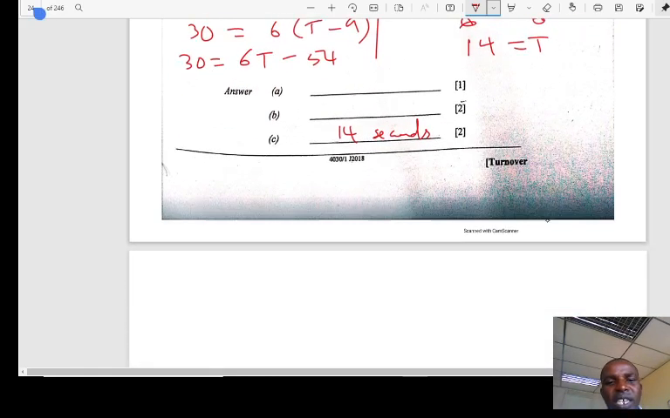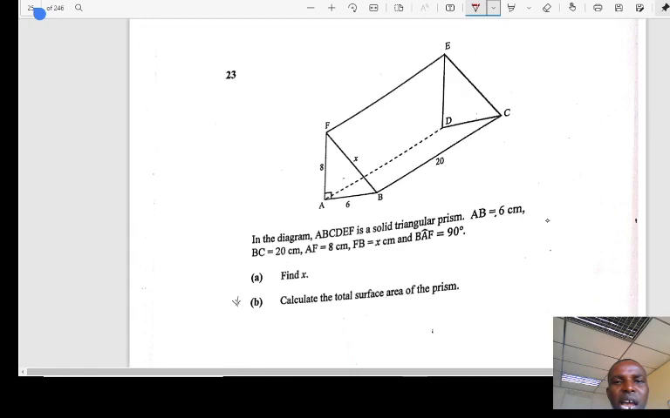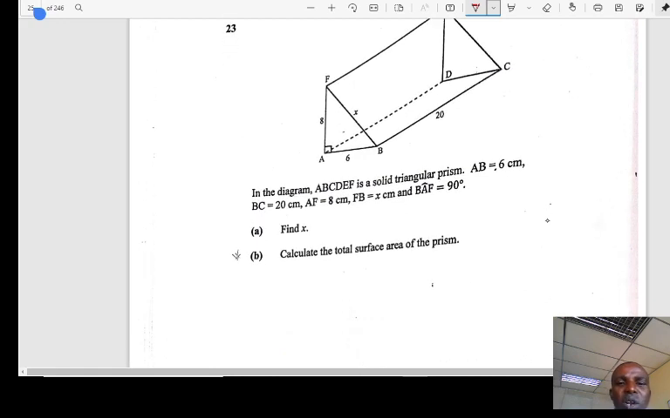Done. Next question, number 23. In the diagram, A, B, C, D, E, F is a solid triangular prism. A, B, 6 information is given there. Then find x. If we look there, x is on the cross section of this triangular prism. It's a right angle triangle. So to find x, the hypotenuse, you can use Pythagoras theorem.